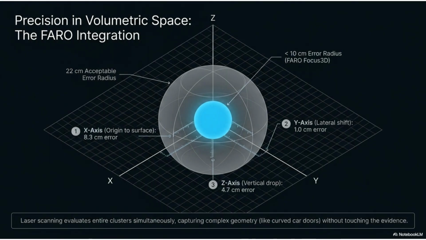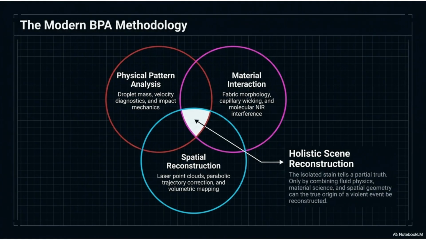Precision in volumetric space is achieved through the FARO integration. Laser scanning evaluates entire clusters simultaneously, capturing complex geometry with high precision, dramatically reducing the error radius compared to manual measurements. The modern BPA methodology combines physical pattern analysis, material interaction, and spatial reconstruction.